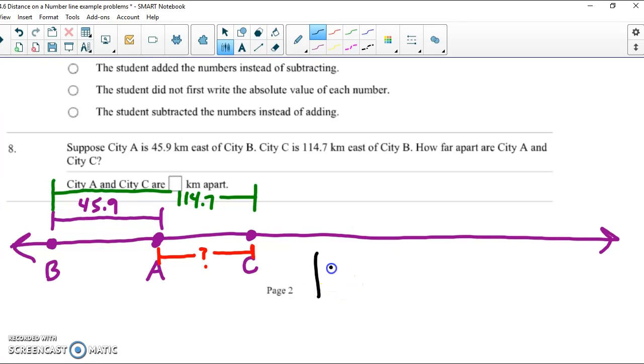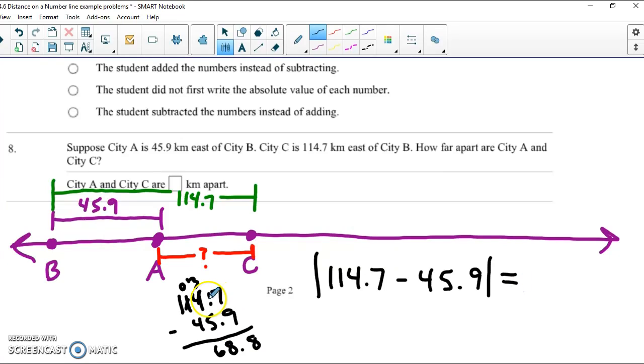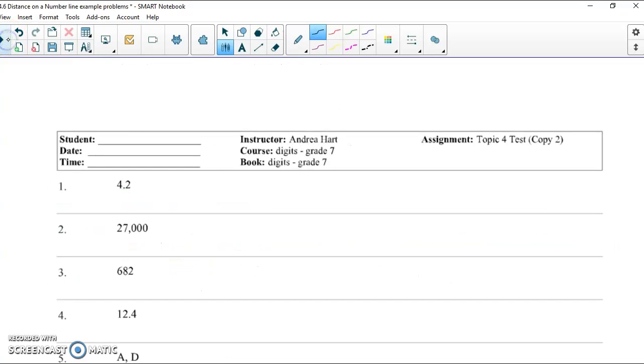So let's do the absolute value of 114 and 7/10 minus 45 and 9/10. As we work that out quickly and find that difference, we see that we're looking at the absolute value of 68 and 8/10. So city A and city C are 68 and 8/10 kilometers apart.